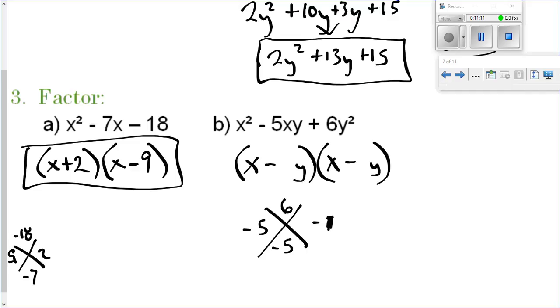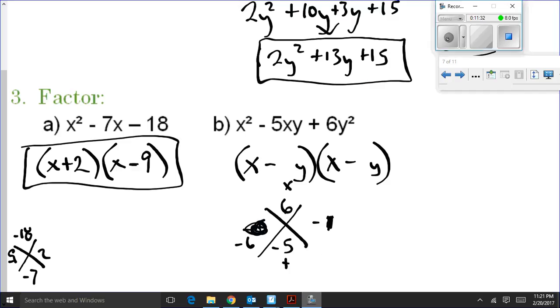Nope, that doesn't work because I have to multiply to make 6 and add to make negative 5. So what about a negative 6 and a negative 1? When they multiply together, do they make a positive 6? When you add them together, negative 6 plus a negative 1, does that make a negative 5? No, that doesn't work either.